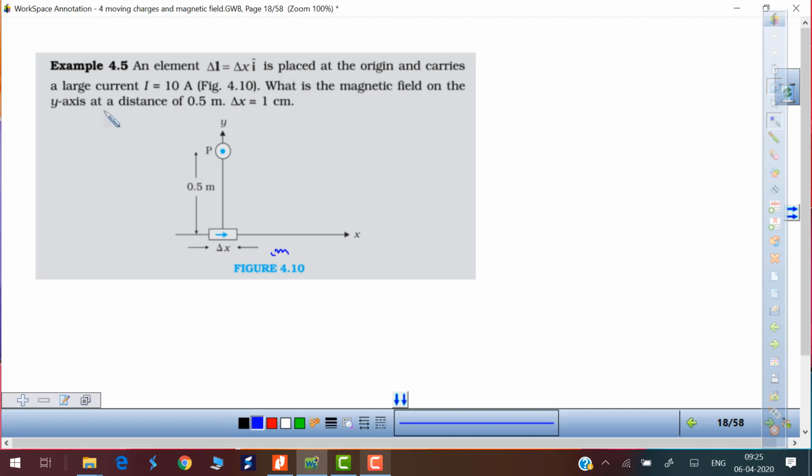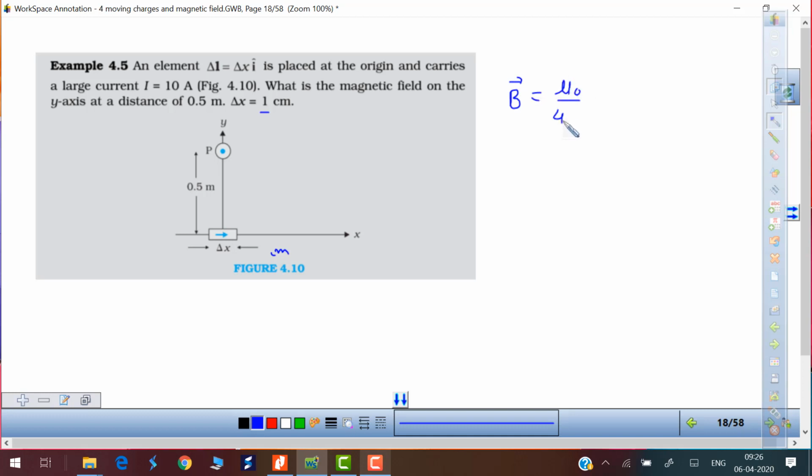So here you have an element, delta L is delta X i, placed at the origin and carrying a current of 10 ampere. So here the current is 10 ampere. What is the magnetic field on the y-axis at a distance of 0.5 meter? Delta X is 1 centimeter.